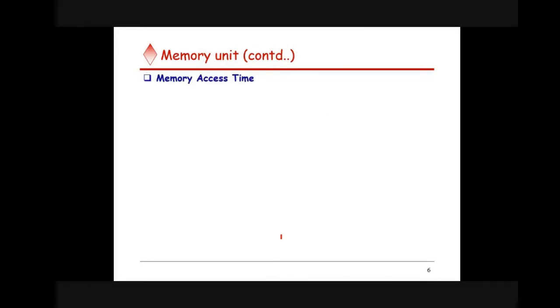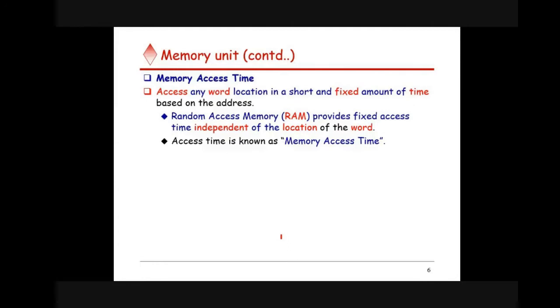Next one is related to memory only. What is memory access time? What do you mean by that? Who will be accessing your memory? The processor will be accessing your memory. When the processor accesses the memory, how much time is required for accessing a particular word from the memory to the processor, that time is called memory access time.